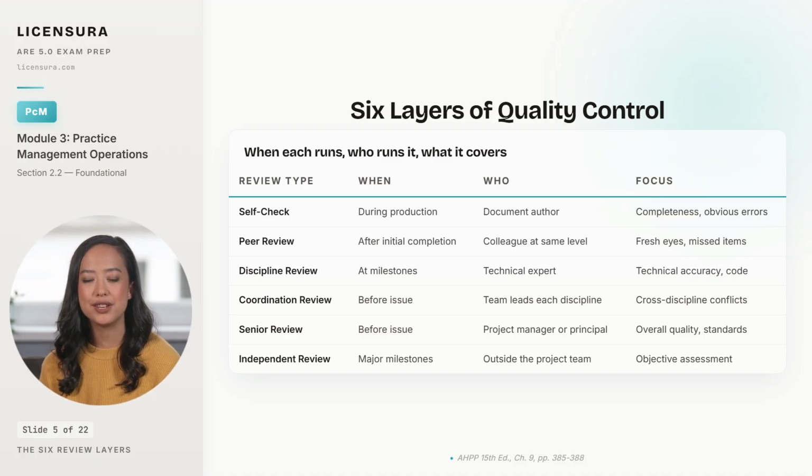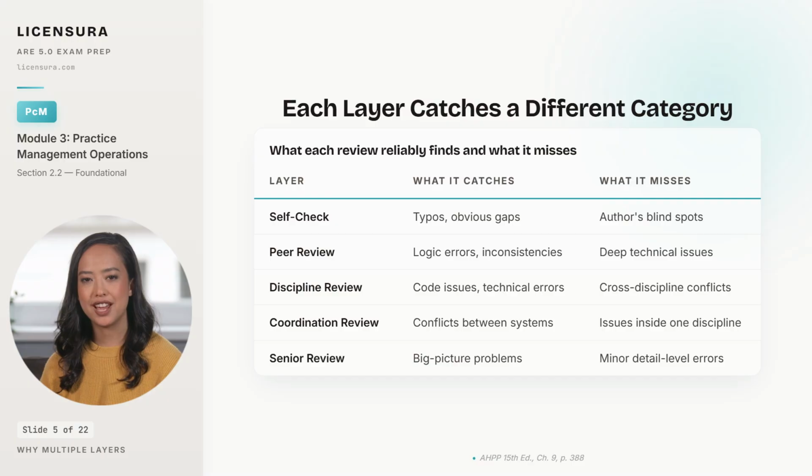Senior review happens before issue, performed by the project manager or principal, and covers overall quality and conformance to firm standards. An independent review happens at major milestones, performed by someone outside the project team entirely, and provides the objective assessment that no one inside the project can give honestly. The reason all 6 layers exist is that each one catches a category of error the others systematically miss. Here is why each layer cannot stand alone.